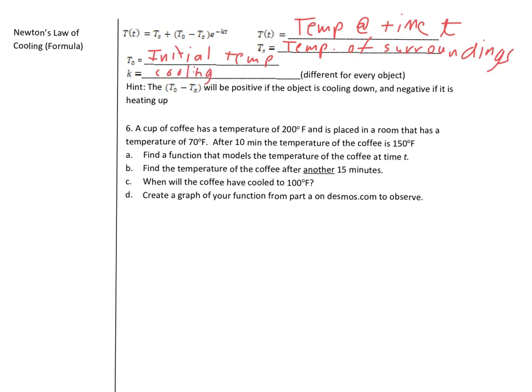And then k is the cooling rate. You could call that r if you wanted to. I think I've seen sometimes where they use r, whatever. It doesn't really stand for anything with the k. R might be better since it's the rate. And this is different for every object. And that's actually not surprising if you really think about it.